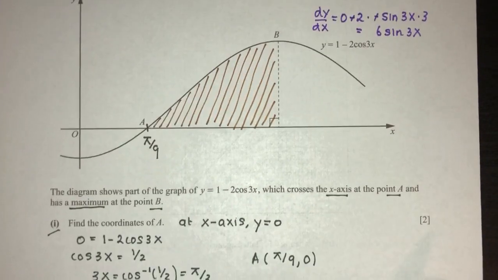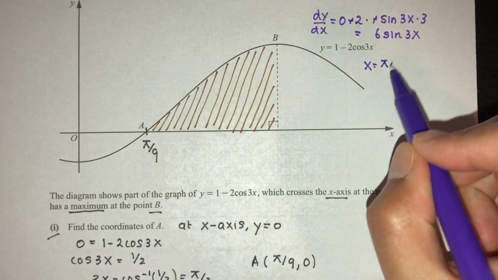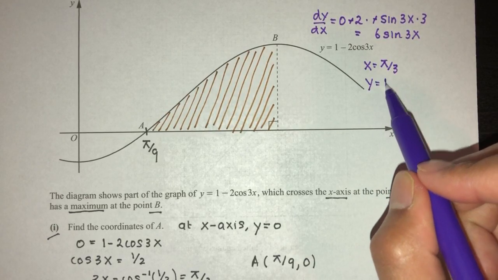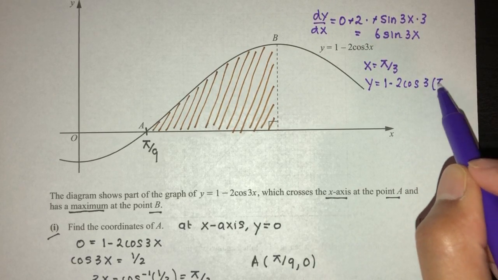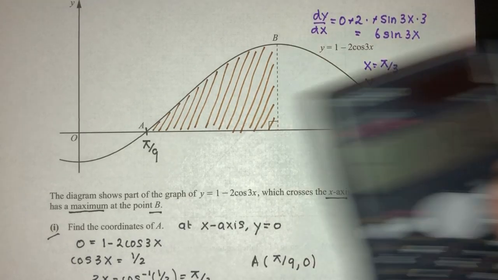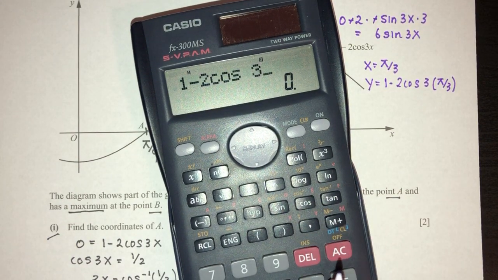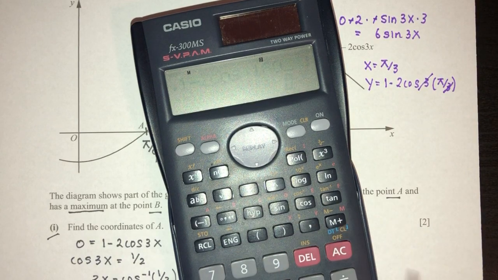So go back to your equation, replace x in here. So x equal to pi by 3. What is the value of y? Y will be 1 minus 2 cos 3 times pi by 3. So 1 minus 2 cos 3 times, so these two cancel out. Pi is just 180. That will be 3.